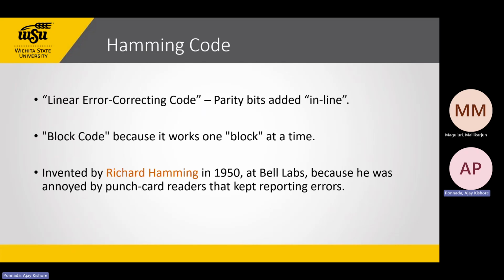It was invented by Richard Hamming in 1950. He named it Hamming code after his last name, Hamming, at Bell Labs, because he was annoyed by punch card readers that kept reporting errors. They used to have punch card readers, and if they punched the card wrong, it used to show errors. So he was annoyed with the error reporting due to the wrong punch, I guess. And he wanted to find some solution for that. So he invented Hamming code to detect and correct the errors.